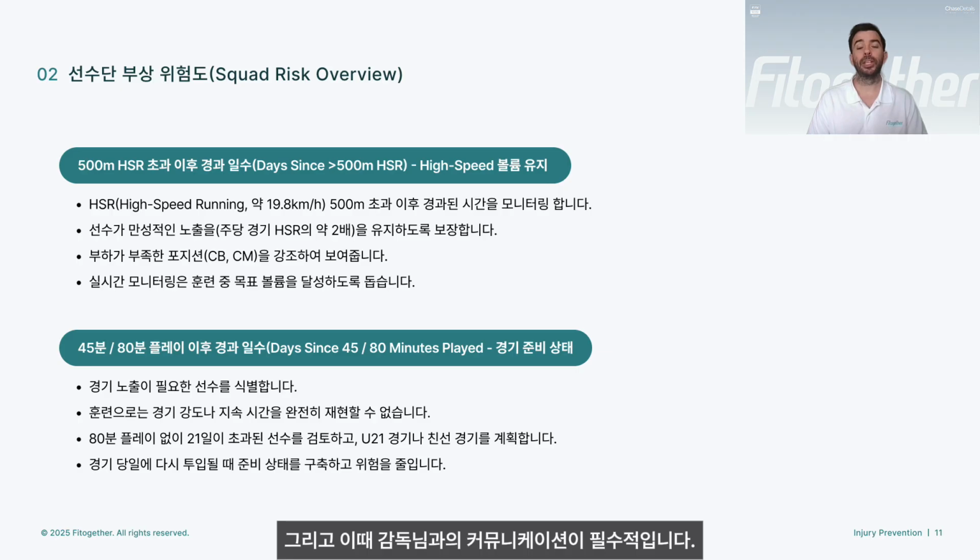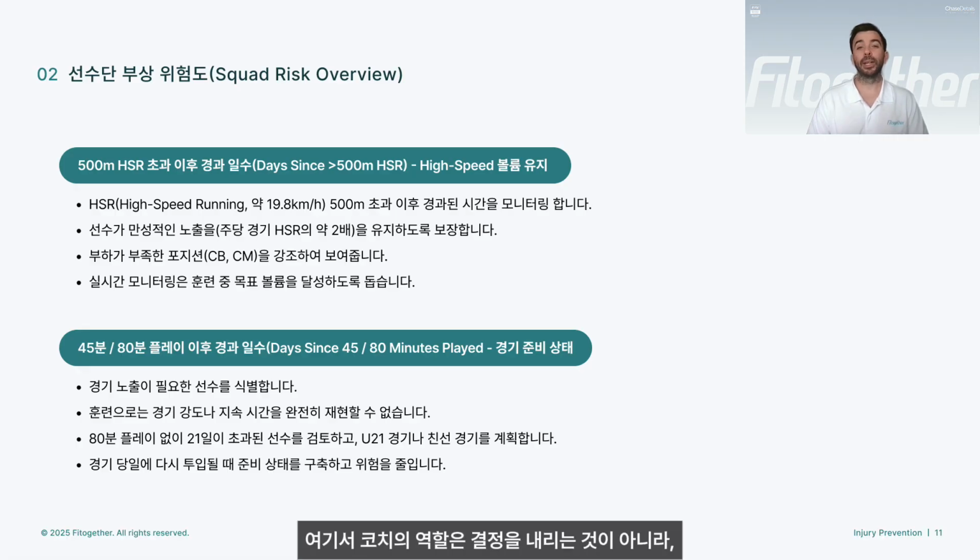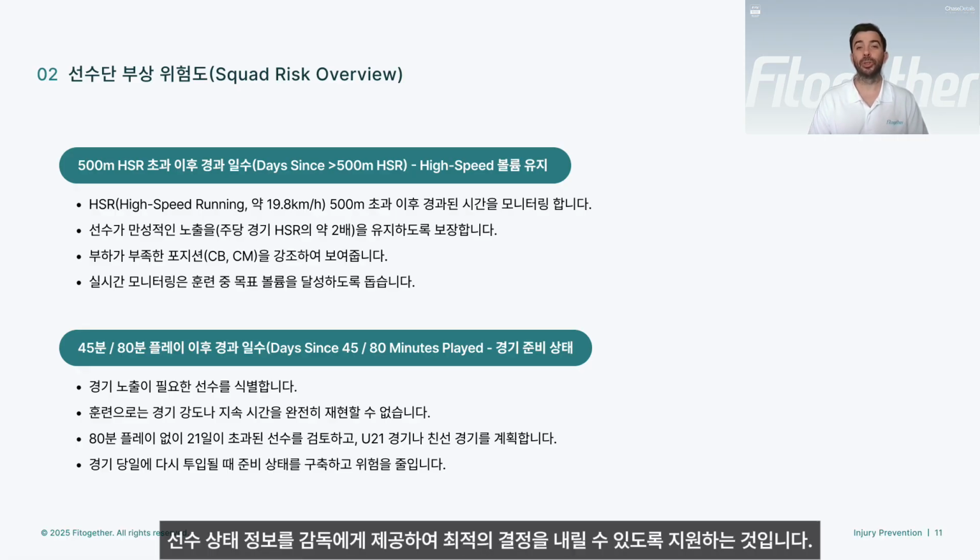And this is where communication with your head coach is absolutely vital. If there's an under-21 game coming up, you might have a couple of players who could benefit from it, but you'll want to check. Are they likely to feature in the next few first team matches? Would the coach rather have them training with the squad instead of missing sessions to play? Your role here isn't to make that decision. It's to inform the coach of each player's status so they can make the best call. That's how performance data becomes part of the decision-making process, not a replacement for it.